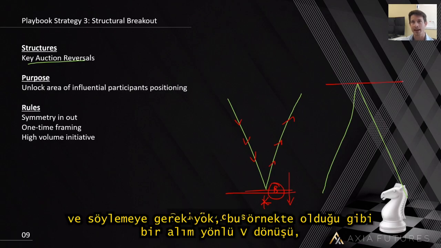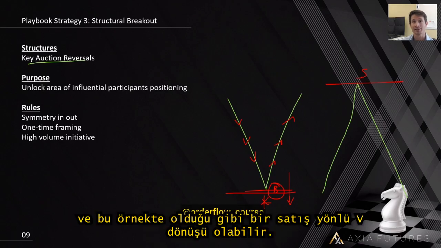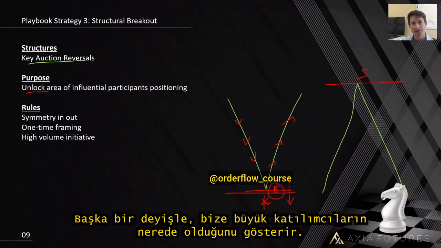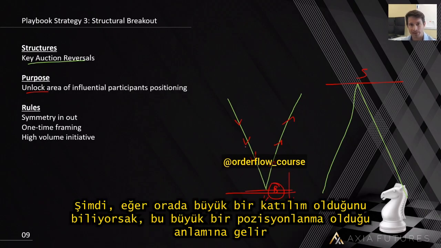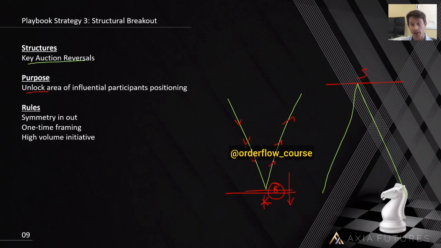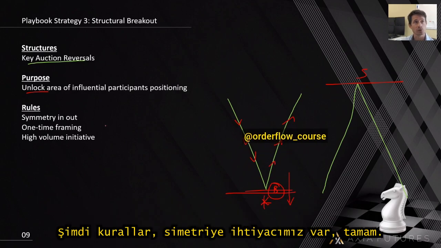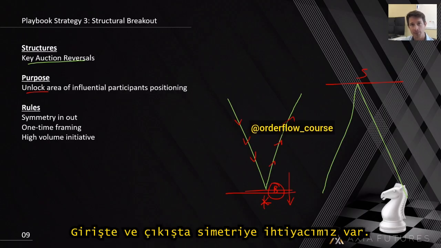And it goes without saying that it can be, in this instance, a buy side V reversal, and in this instance, a sell side V reversal. Now, the purpose of this structure is that it unlocks an area of influential participants. In other words, it shows us where the big participants are. Now if we know there's big participation there, it means there's big positioning, and that creates the opportunity for breakouts. Now the rules: we need symmetry. We need symmetry in and out.